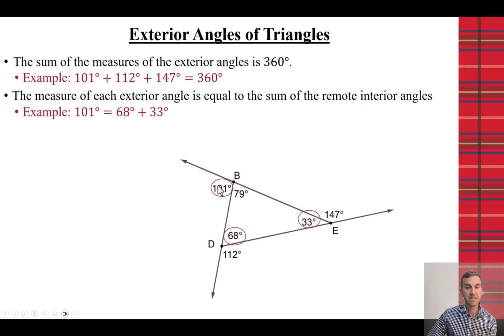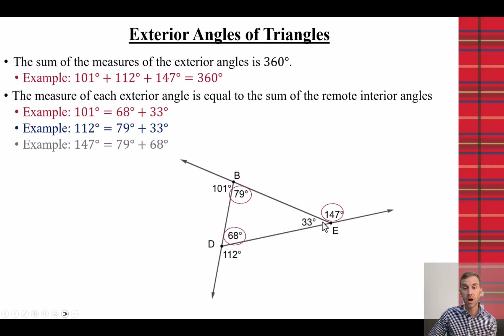Well, here's an exterior angle. The remote interior are the two opposite interior angles from that exterior angle. So 68 plus 33 adds up to 101 degrees. If I look, 112 is equal to 79 plus 33 degrees, and 147 degrees is equal to 79 plus 68 degrees.